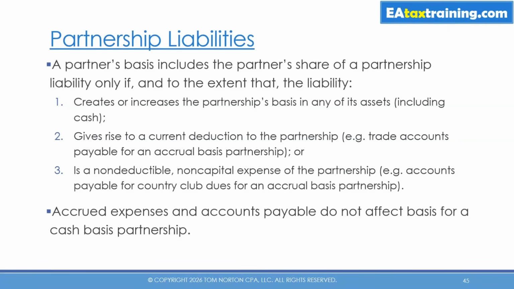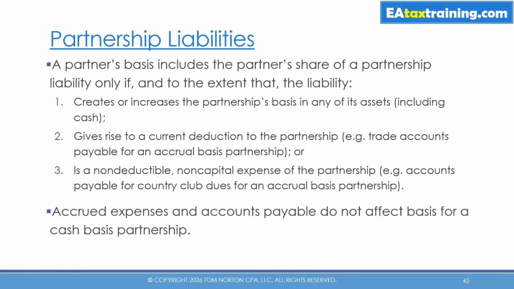Basis decreased for the expense, basis increased for the liability associated with the expense. If you're on the cash basis, of course, when the law firm sends you that invoice, you're not recording any expense because you haven't paid for it yet. So you don't have any decrease in the partner's basis due to that legal bill. Therefore, you do not get any increase in basis for that accounts payable. So you are still at zero net effect. So that's the reason we say that accrued expenses and accounts payable do not affect basis for a cash basis partnership.